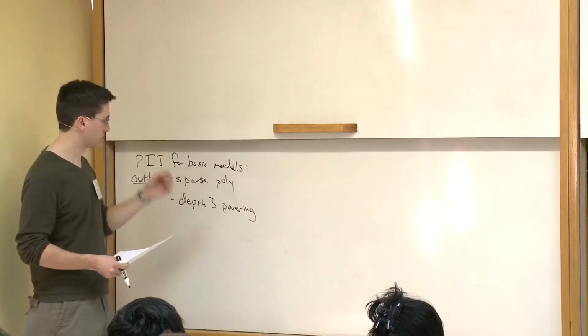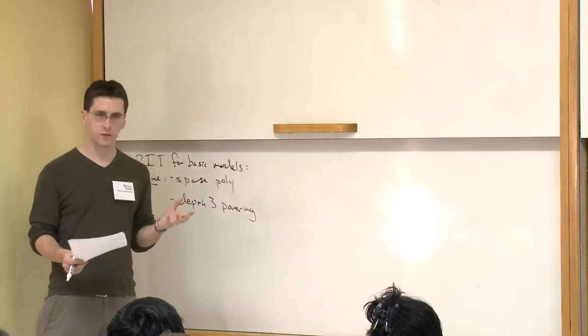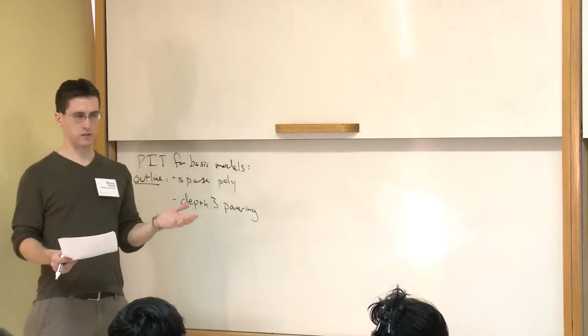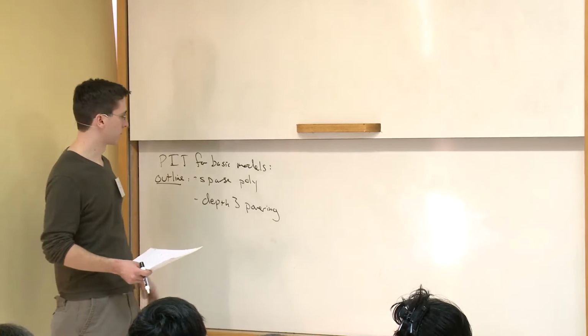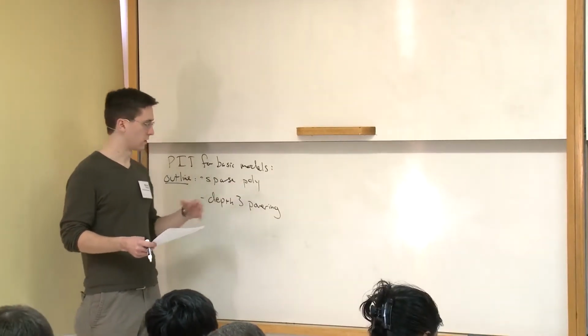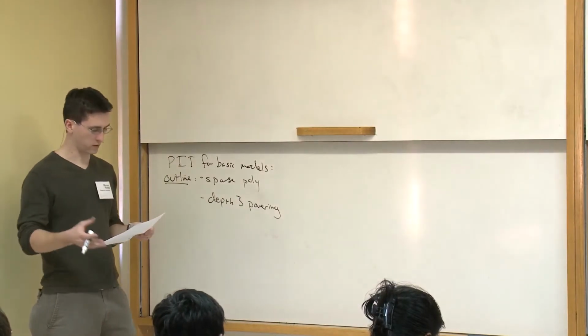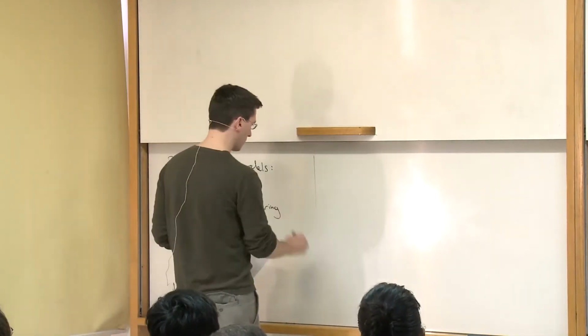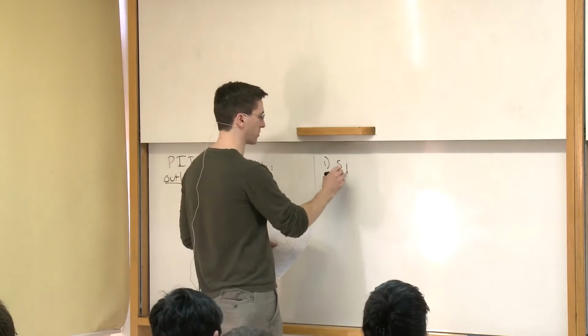Okay, so there are two models of computation I want to talk about. They're both very, very simple. The lower bounds we either saw this morning or are easy, but the PIT takes some additional ideas. One is sparse polynomials, which I'll define, and the other is depth powering, which we already saw, but I will define again. Okay, so let's talk about sparse polynomials.